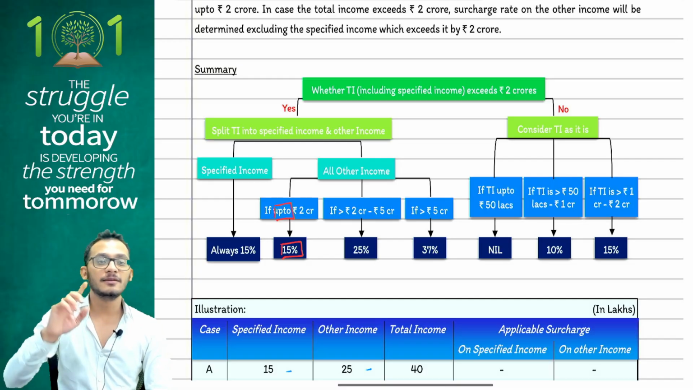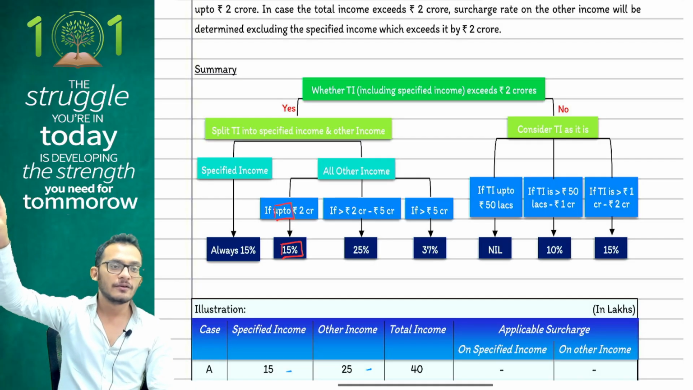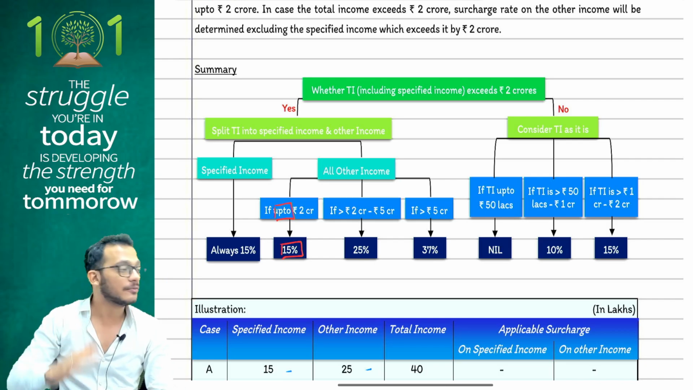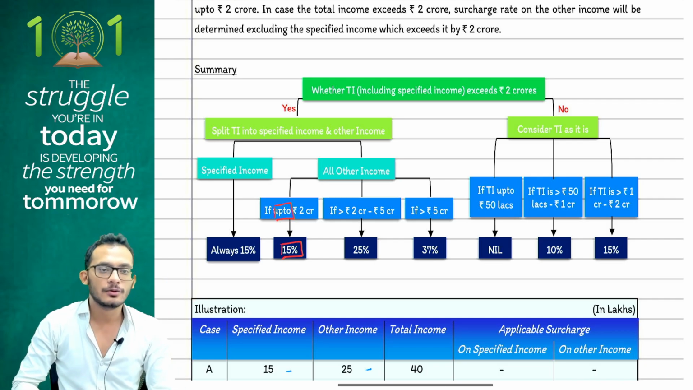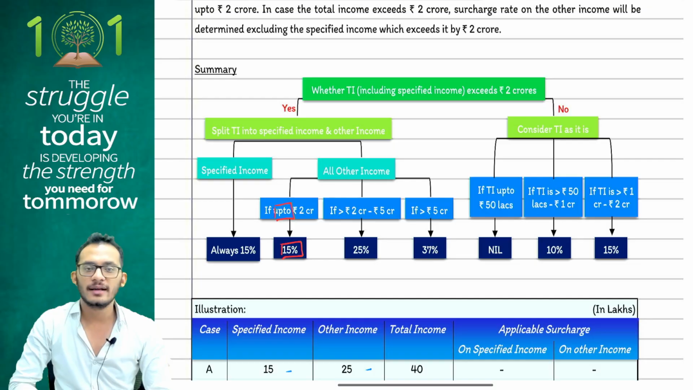But if your total income is more than 2 crores, you will split the incomes. The 4 incomes will get 15. The others will get minimum 15. They can go to 25 if standalone is more than 2 crores and can go to 37 if standalone is more than 5 crores. Very good. That is what we discussed.